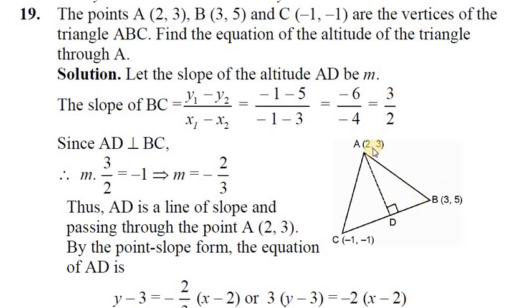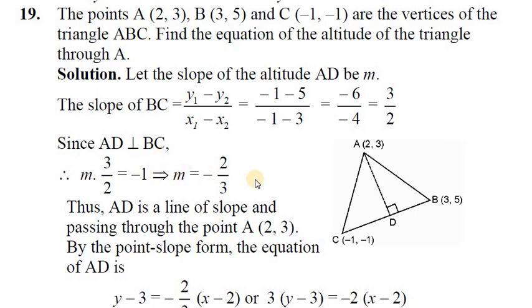So using the condition of perpendicularity, we can find the slope of AD, because if two lines are perpendicular, then the product of their slopes is equal to -1. So 3 by 2 is the slope of BC, and the slope of AD will be -1 divided by this, that is -2 by 3. So this is the slope of AD, and this is the slope of BC. If we multiply these, we'll have -1. That's the condition of perpendicularity used.